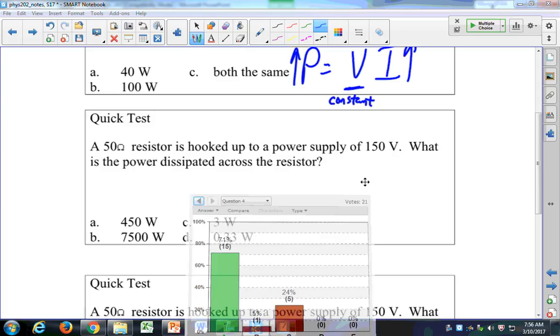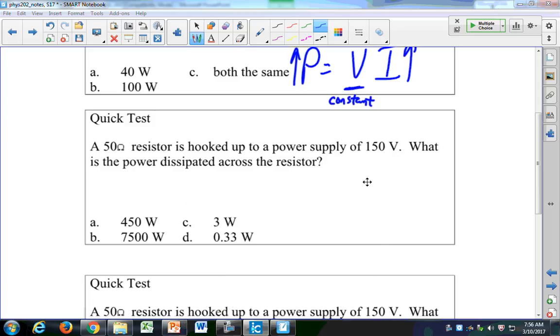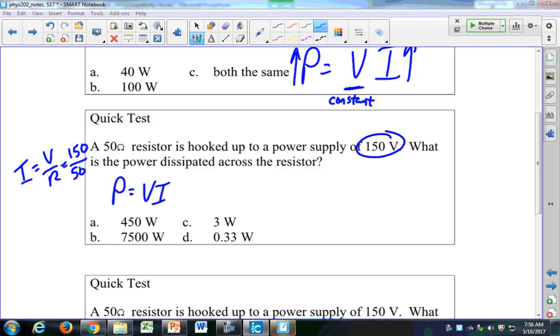Okay, good. So a couple ways you could do this. We know that power is equal to VI. We know the voltage, but we don't know the current. We could find the current. We could say I is equal to V over R. That's our Ohm's law. 150 over 50 is equal to 3 amps. So it's going to be 150 volts times 3 amps, or 450 watts.